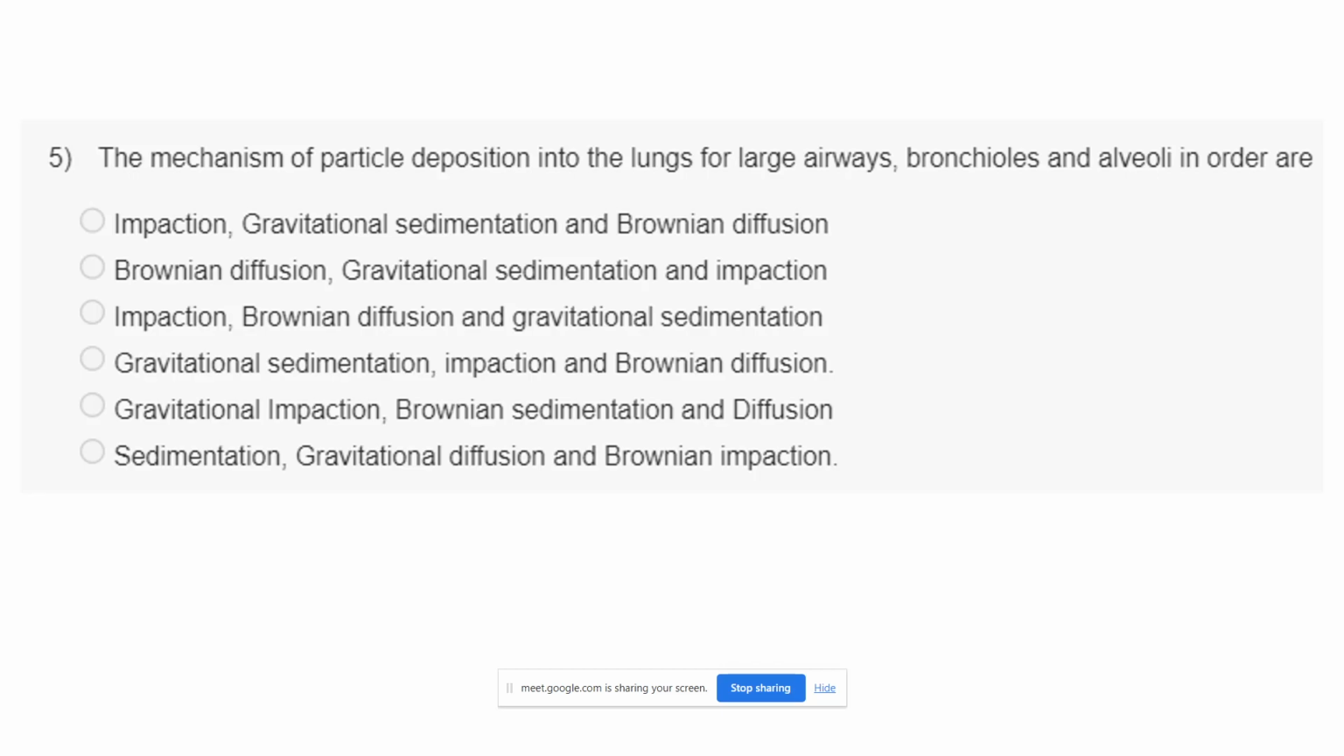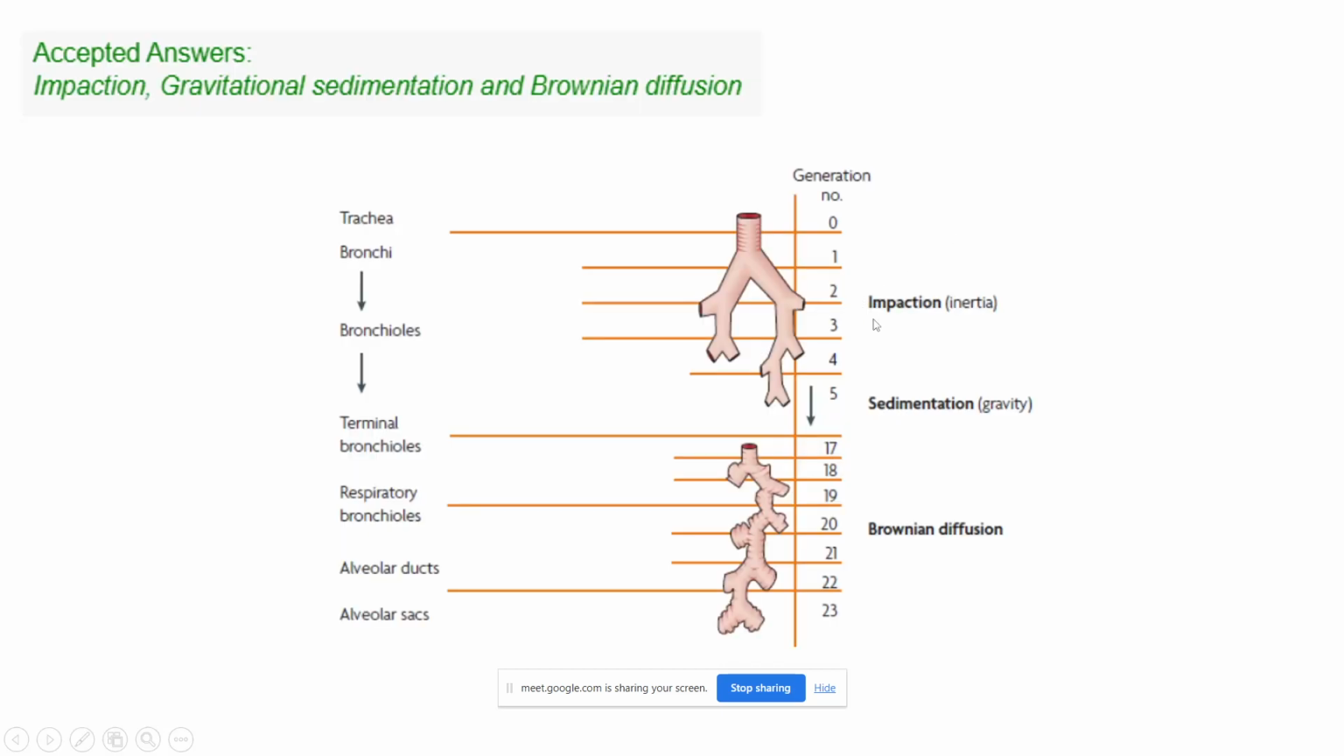Okay, the fifth question was, the mechanisms of particle deposition in the lungs for large airways, bronchioles, and alveoli, in order, are. So the order would be first impaction, then gravitational sedimentation, and Brownian diffusion. So this is how it happens. Due to inertia, it will travel, and then due to gravity, and then Brownian diffusion, it will get deposited.